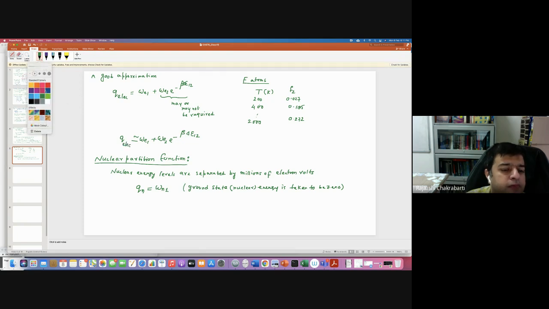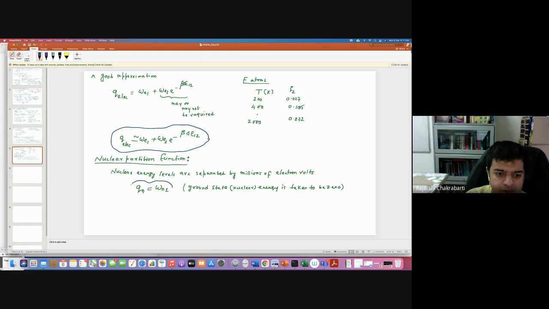So this is your electronic partition function for an atom. This is your nuclear partition function for an atom. Then for the ideal monatomic gas, what can I write? I know the ideal monatomic gas is going to be Q is Q trans, Q electronic, Q nuclear, which is this.